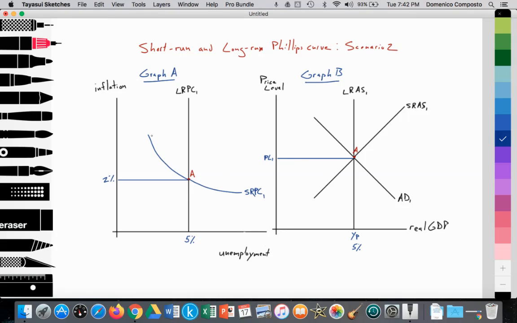In graph A, we have the short-run Phillips curve intersecting with the long-run Phillips curve at point A, illustrating unemployment at its natural rate of about 5% and perhaps a price level or an inflation rate of about 2%. Right? So the central bank is happy because they're hitting their target rate of inflation, which for most nations is about 2%, is an acceptable level of inflation or an ideal level of inflation per year. So let's go into a deflationary gap.